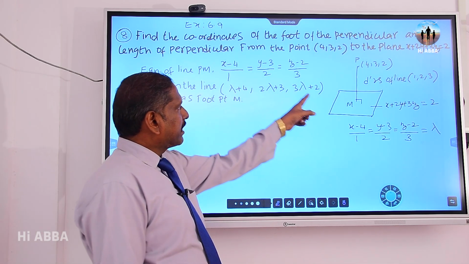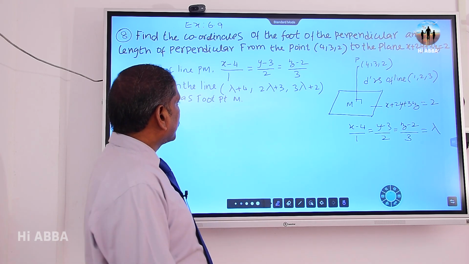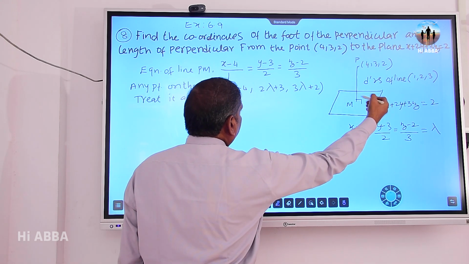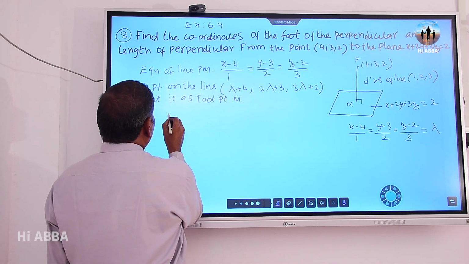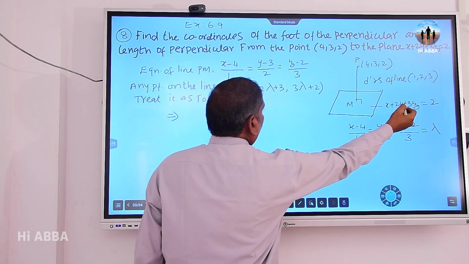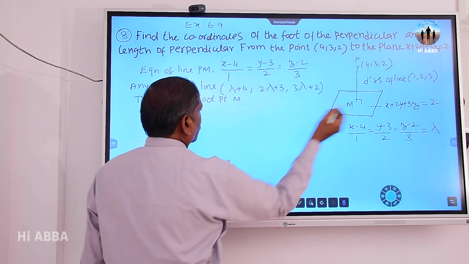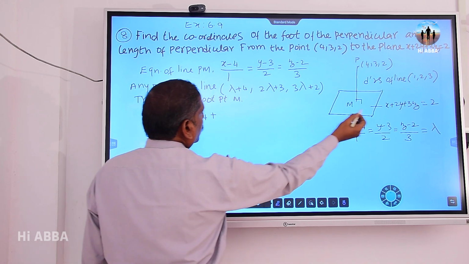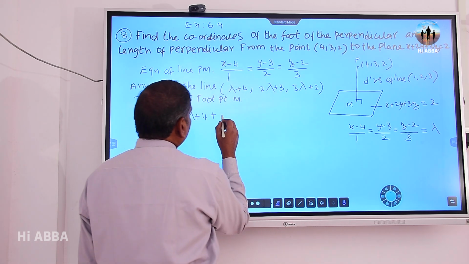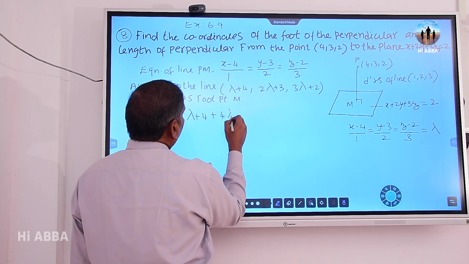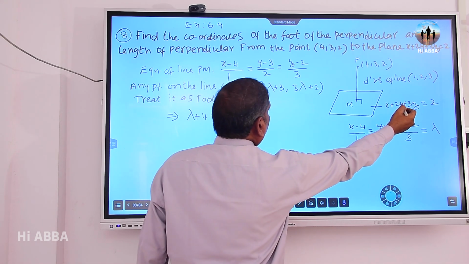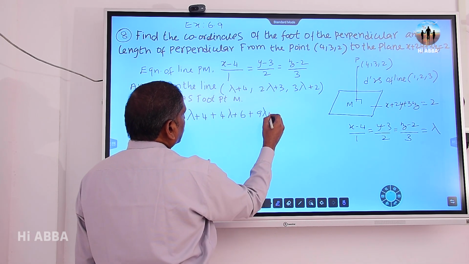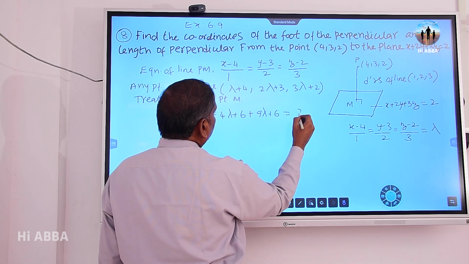We are going to identify the foot point; you need a value of lambda. And how to get the value of lambda? As this point lies on the plane, it must satisfy the equation. So in the place of x, y, z in the equation of the plane, you just substitute. You get lambda plus 4, and plus twice y, so this is the value of y, multiplied by 2, which gives 4 lambda plus 6, and thrice z, multiplied by 3, so 9 lambda plus 6, that is equal to 2.